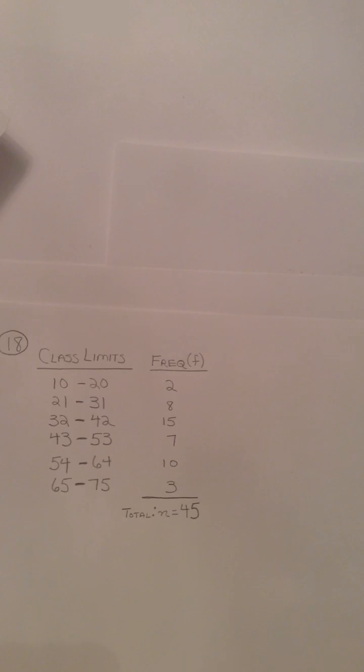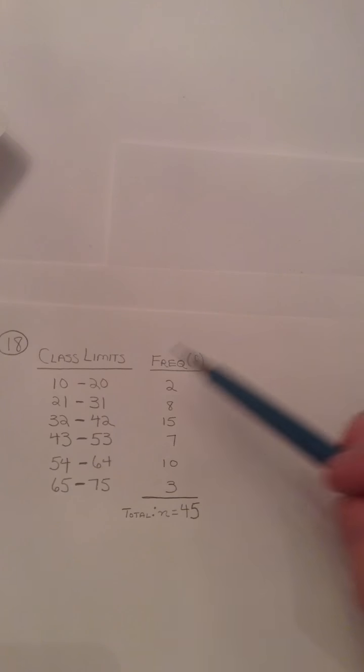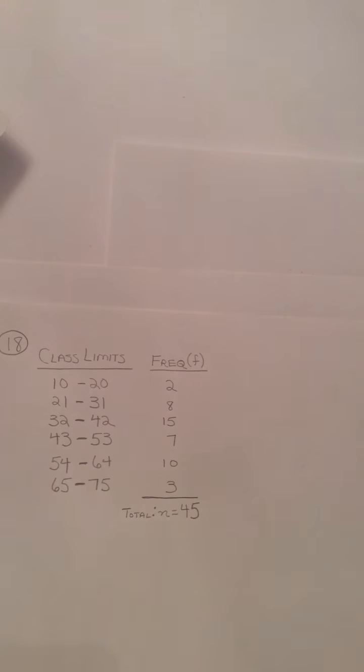For number 18 on page 128, we're looking at determining the mean as well as the modal class. For the number ranges we have listed, the classes go from 10 to 20 all the way out to 65 to 75.